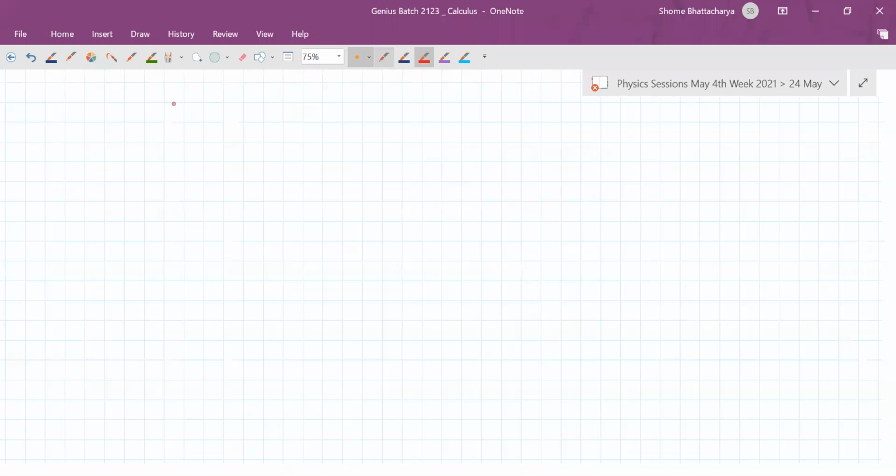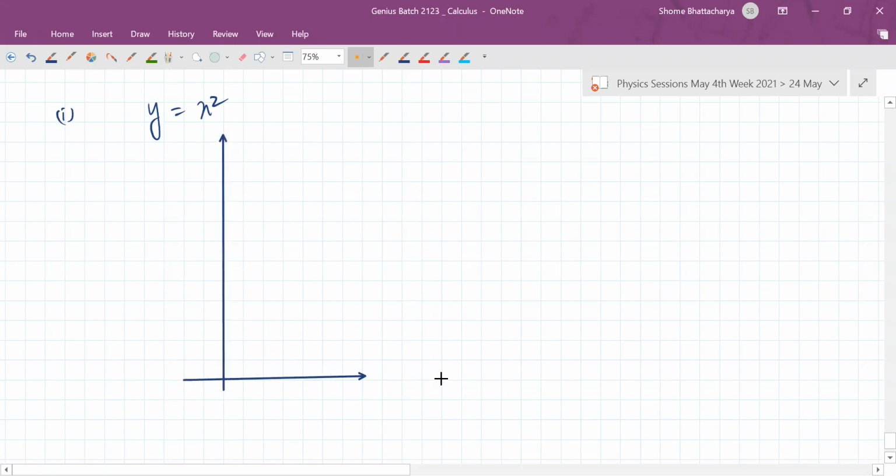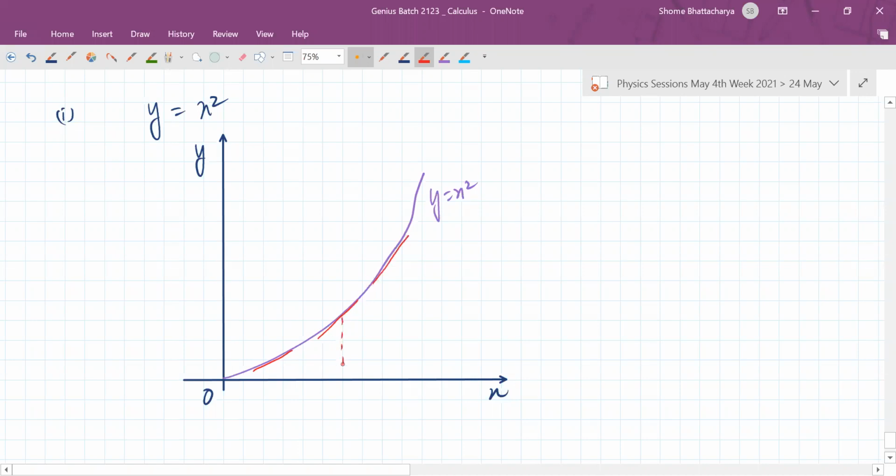So if we correlate this with the graph, we'll get a very important result here. For the function y equal to x square, the shape of the curve was like this. You can see it's curving in such a way that the tangent slope is increasing as we go on. So in general, at any general point x, the slope of the tangent is 2x. So the slope is increasing.